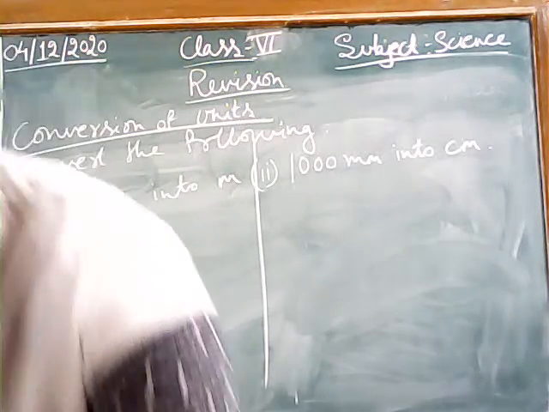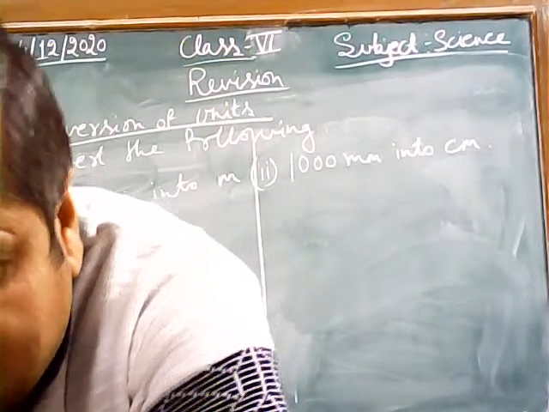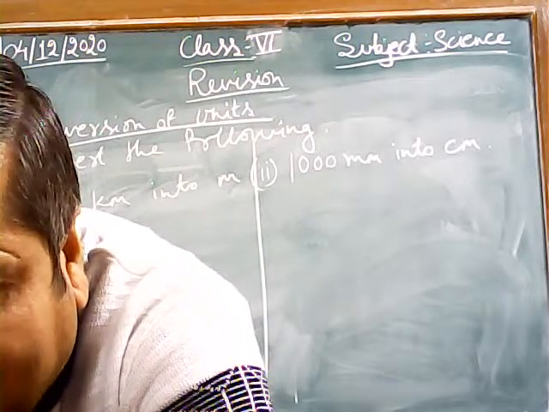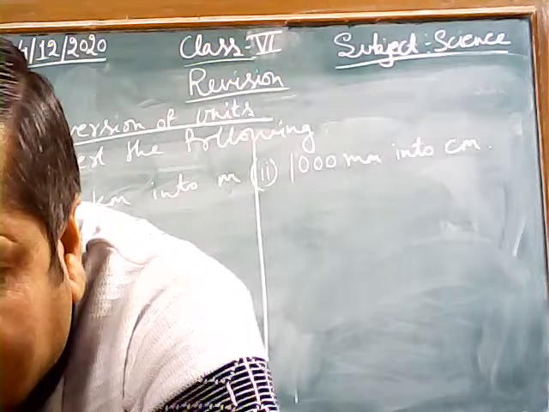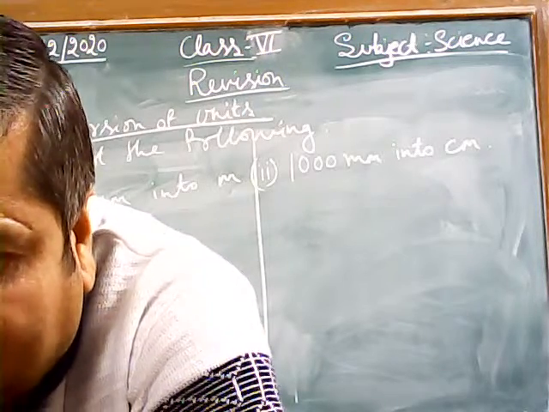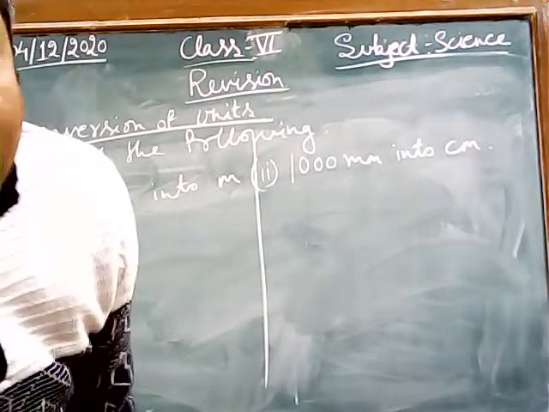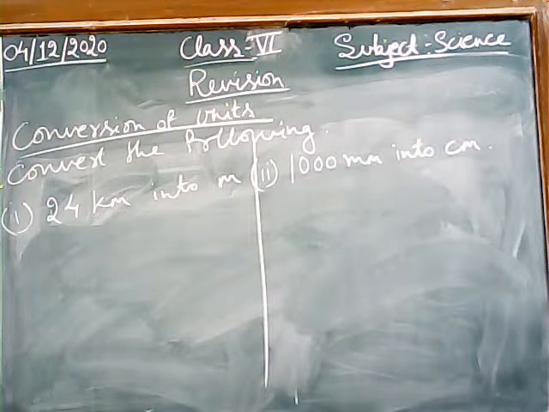Very good. Sharad Agrawal, you have to write the proper unit. 24,000 what? Meter, kilometer, centimeter? You have to write the proper unit. Write down its proper unit.